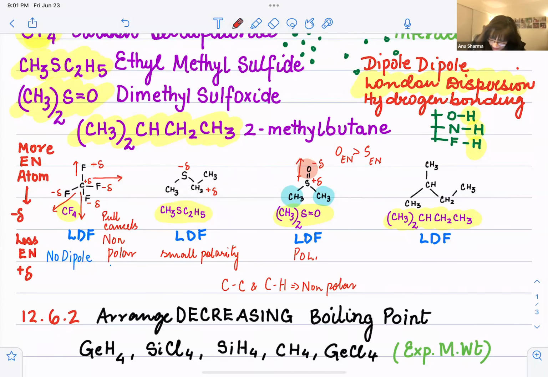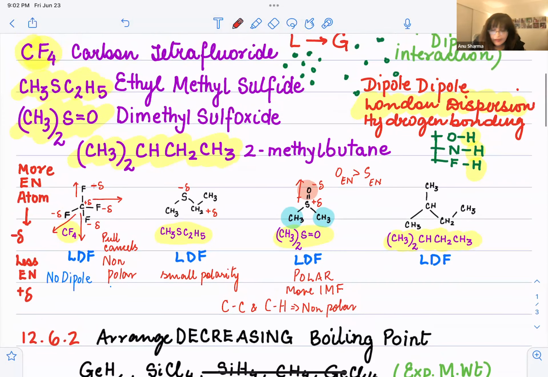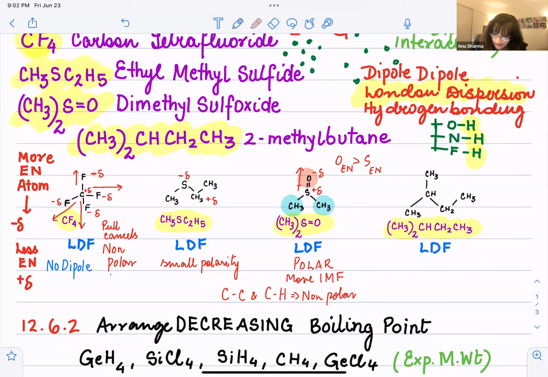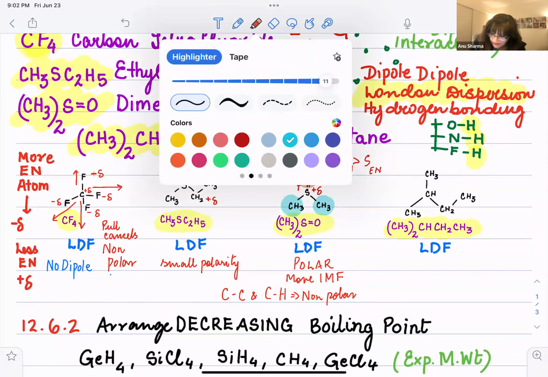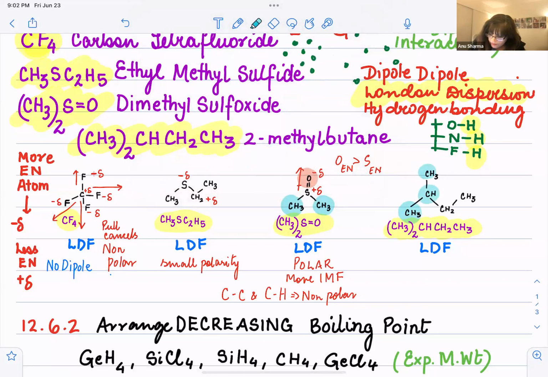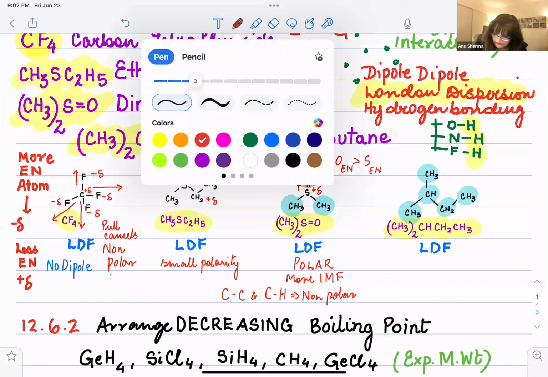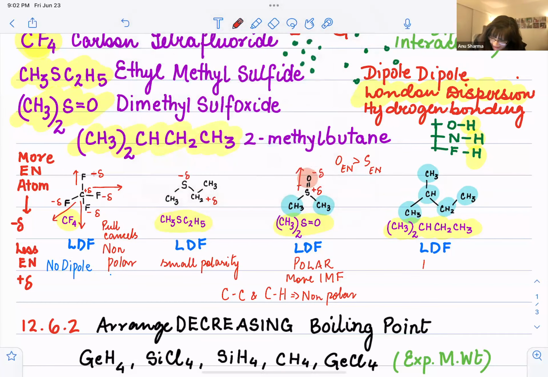The more polar the molecule is, the stronger the particles are going to be attracted. More polar means more intermolecular forces between the particles, so it's very difficult to break them apart to convert them from a liquid to a gas. Now, the last one is all carbon and hydrogen, so it is non-polar. London dispersion is present in all of them, so that's kind of ruled out.